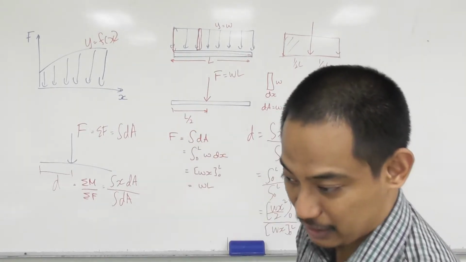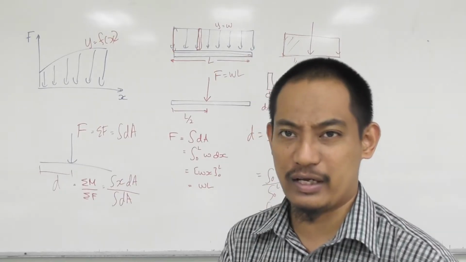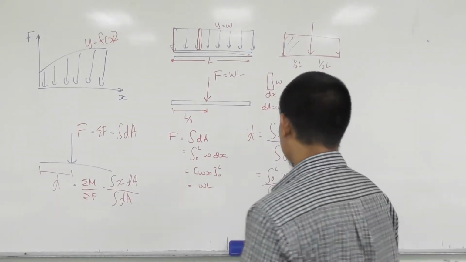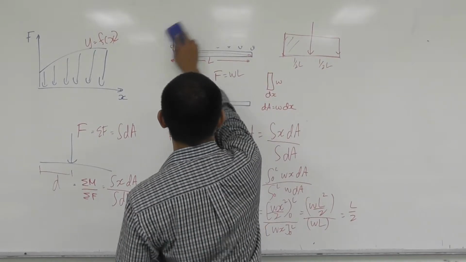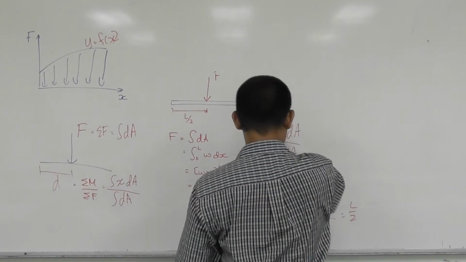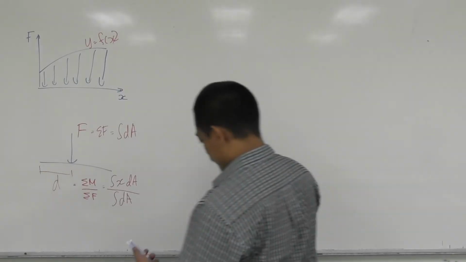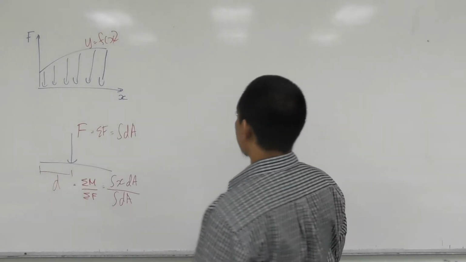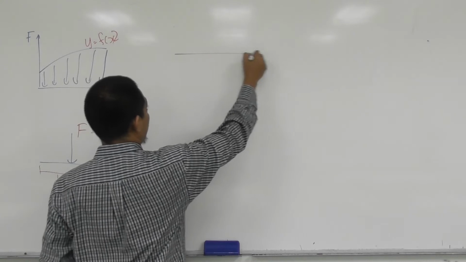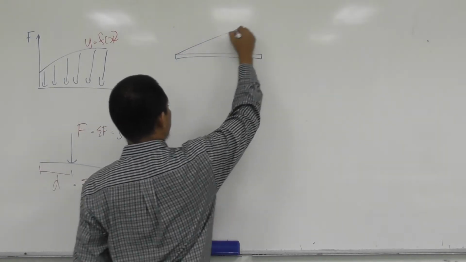Alright, that is if you have a rectangle. What if you have a triangle? So let us take a look at that. Let's say we have a beam and a triangle like this.